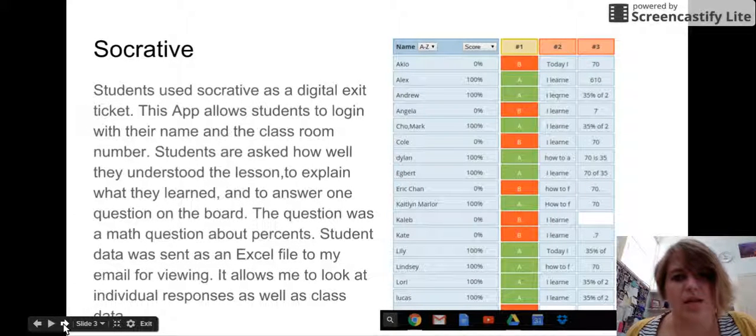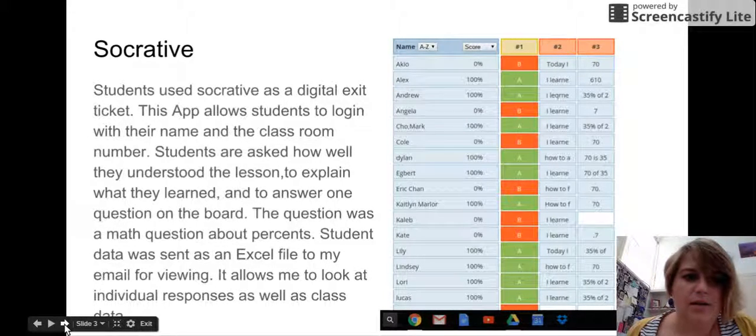This was a nice way to see, the responses are color coded. So it was nice to see how students did. I would use this again in the future, but specifically as an exit ticket.